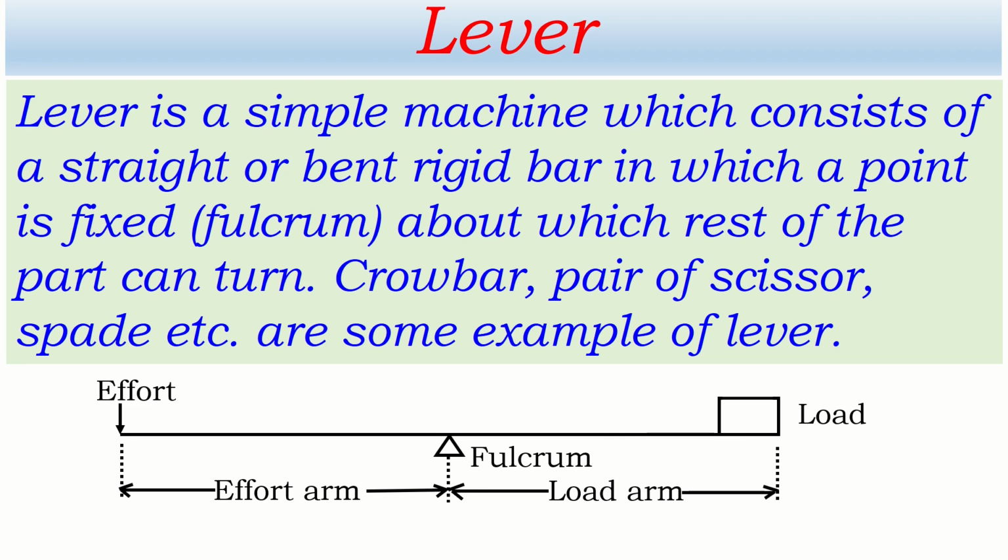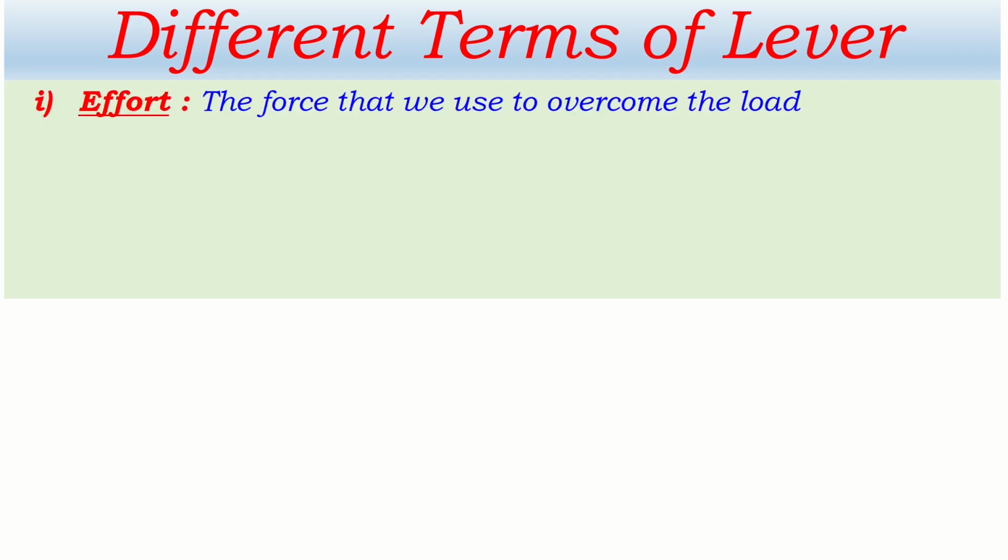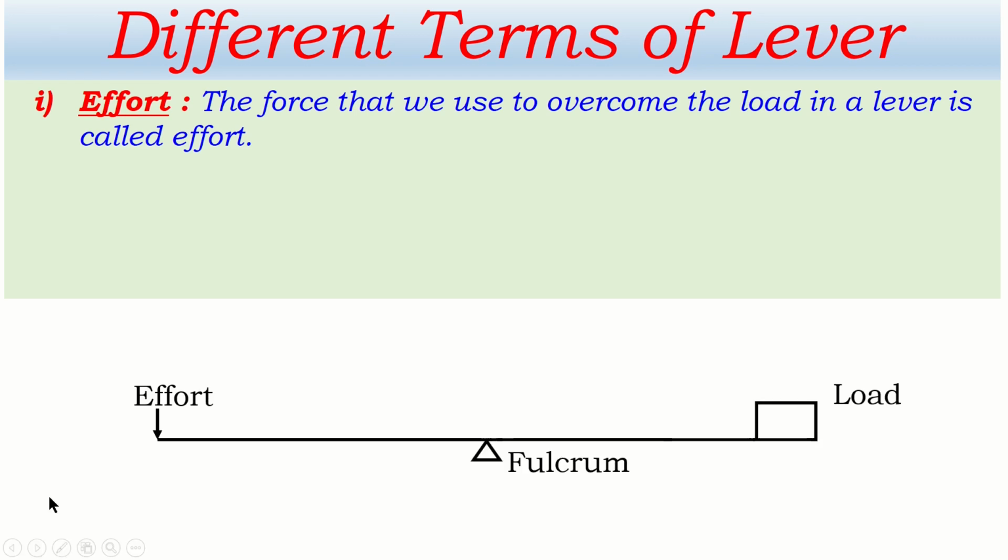Okay, now let's talk about different terms related to lever. Here some are given: effort, load, fulcrum, effort arm, load arm. Besides this, there are other terms also. Look at this, different terms of lever. Effort: the force that we use to overcome the load in a lever is called effort. This is the lever, and this is the force which we use to lift this body, and that's why this force is called effort in the lever.